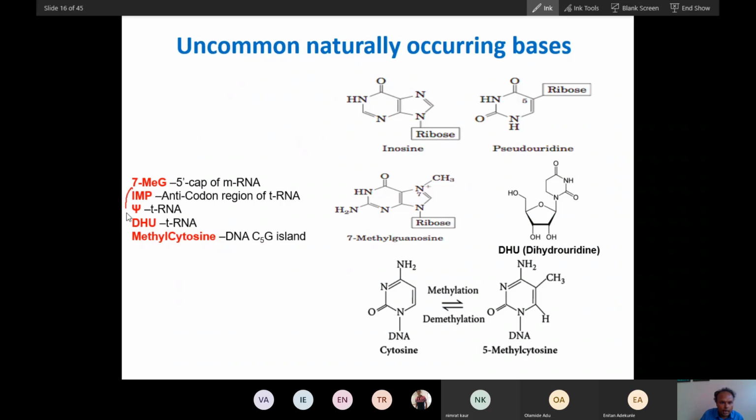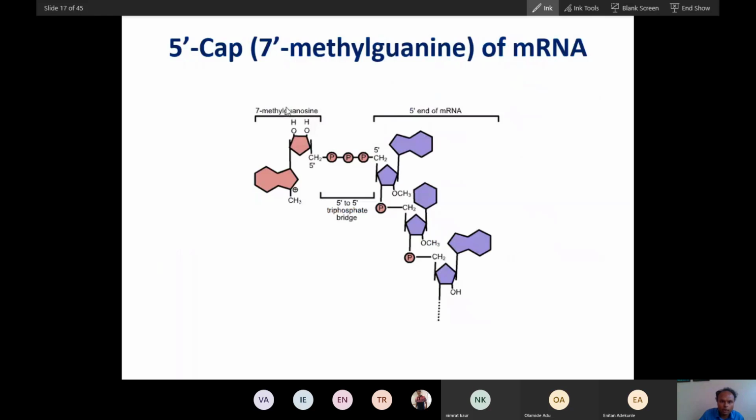First, you can see these 3 are IMP, Psi, and DHU. Then 7-methyl guanine and methyl cytosine. Let's see this. This is 7-methyl guanine. Now this is a continuation of the nucleotide. This is the 5' end. What is 5'?